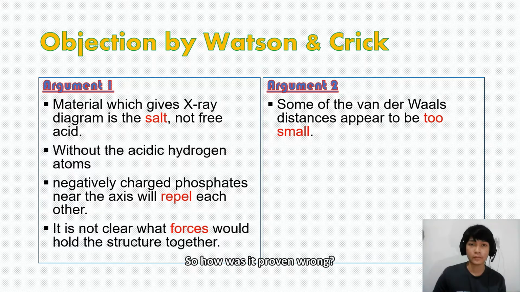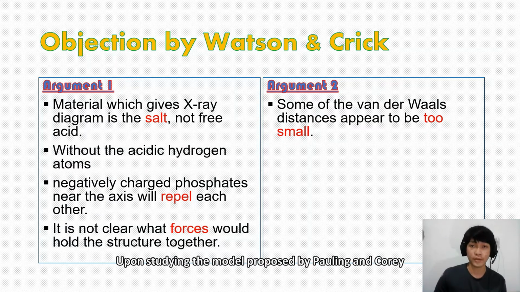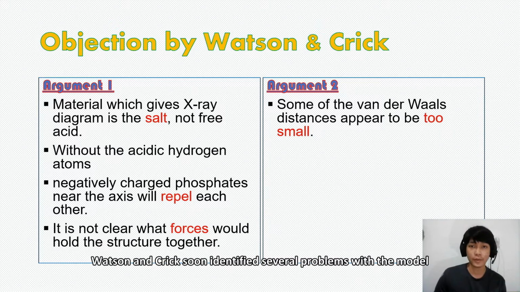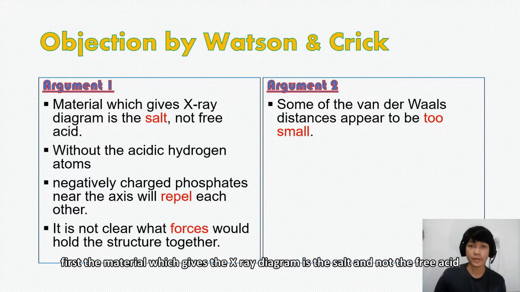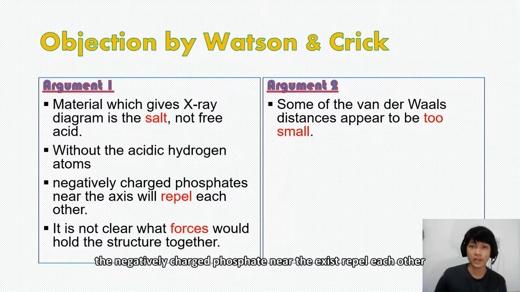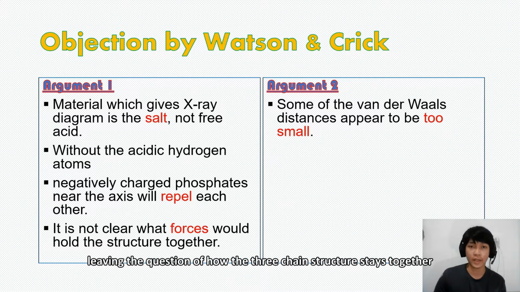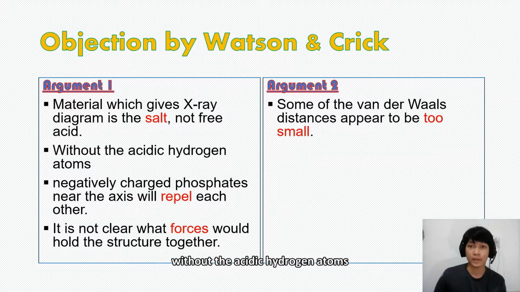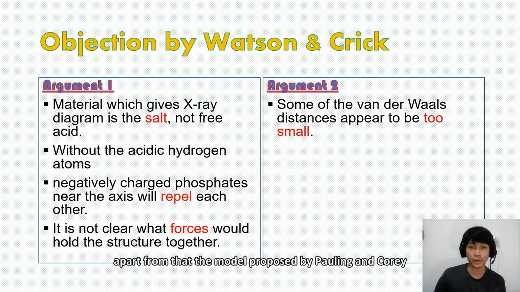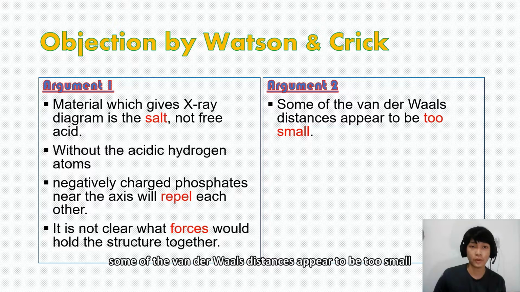So, how was it proven wrong? Upon studying the model proposed by Pauling and Corey, Watson and Crick soon identified several problems with the model. First, the material which gives the X-ray diagram is the salt and not the free acid. The negatively charged phosphates near the axis repel each other, leaving the question of how the three-chain structure stays together without the acidic hydrogen atoms. Apart from that, the model proposed by Pauling and Corey has a big flaw. Some of the van der Waals distances appear to be too small.